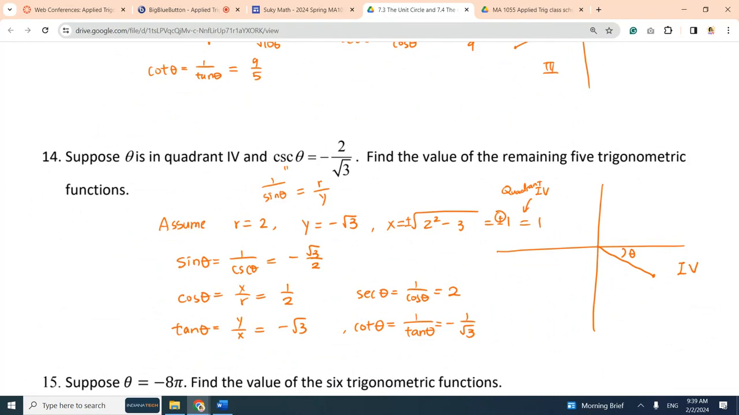And then your cosine is x over r. X is 1. R is 2. Right? And tangent, y over x. Y is negative square root of 3. X is 1. So we get negative square root of 3. Cotangent, reciprocal of tangent. So flip it upside down. And secant is reciprocal of cosine. So flip it upside down. Then you have the 2 upstairs. Is that okay, everybody? All right.